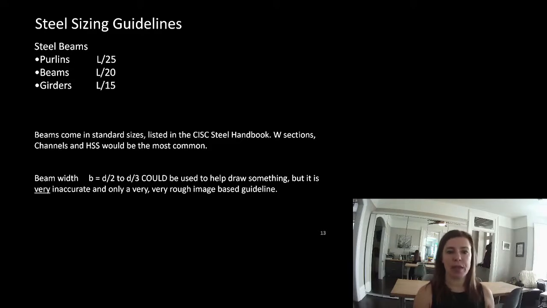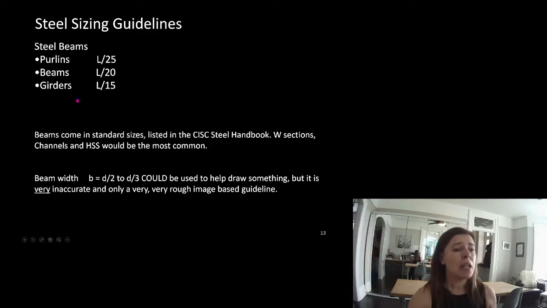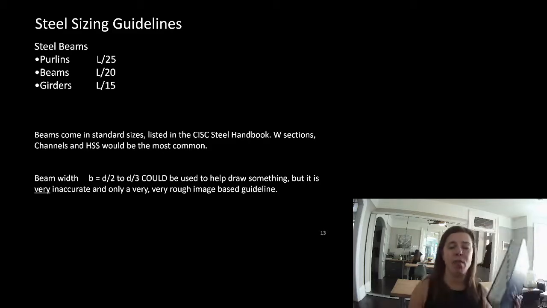Line of sight for things. Over pools and gyms, you need a particular clearance because you're playing volleyball or something like that. So it could have real implications if you underestimate the depth of this thing. So remember though, the beams come in standard sizes, and those are listed in the CISC Steel Handbook.